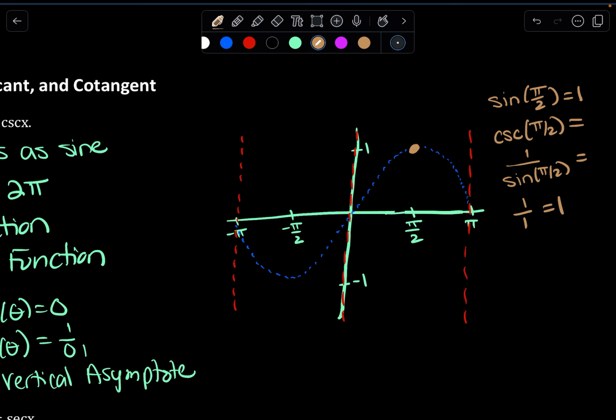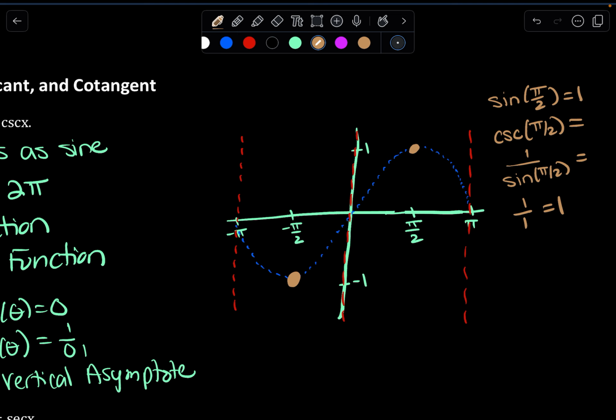Now, because sine is odd, cosecant is odd, which means the same can be said for this point over here because of that rotational symmetry. So I don't even have to do the math for that. Based on the attributes of an odd function, I can go ahead and plug that point in there.